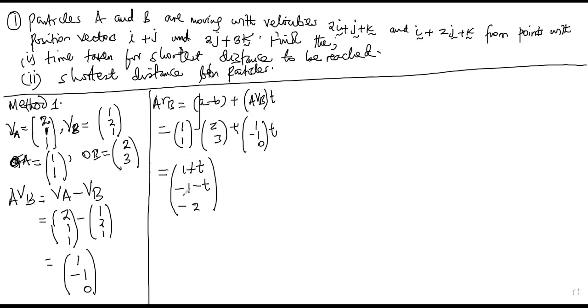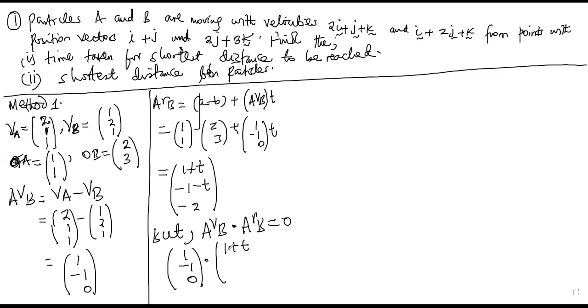Then this is 1 minus 3, which is negative 2, plus 0, so negative 2. Which brings in the notion I told you: to get time for shortest distance, we need AVB and ARB, so that when we dot the two, AVB dot ARB should give you a 0. So AVB, 1, negative 1, 0, dot ARB, which is 1 plus t, negative 1 minus t, negative 2. This one will give me the value of t.